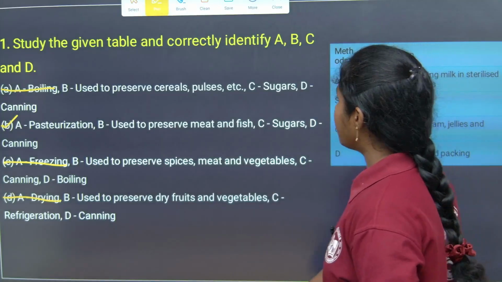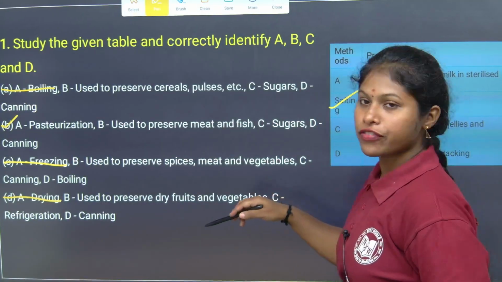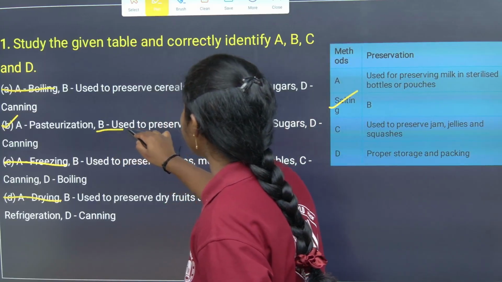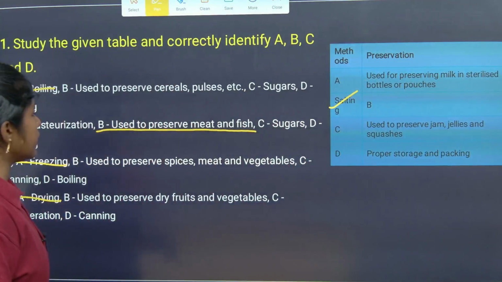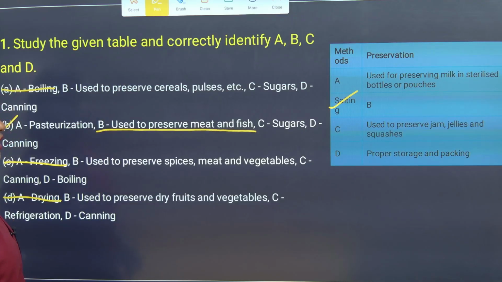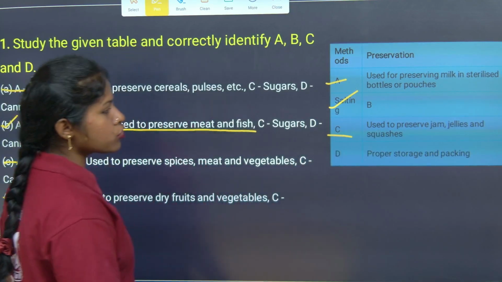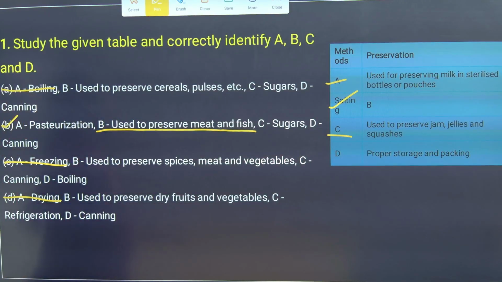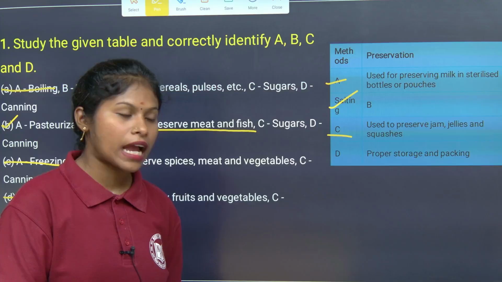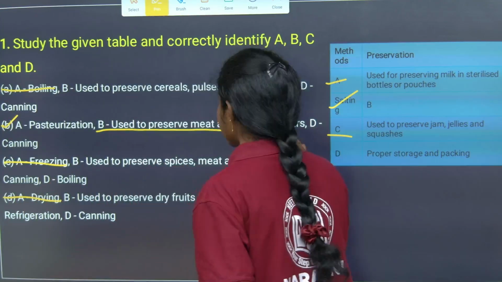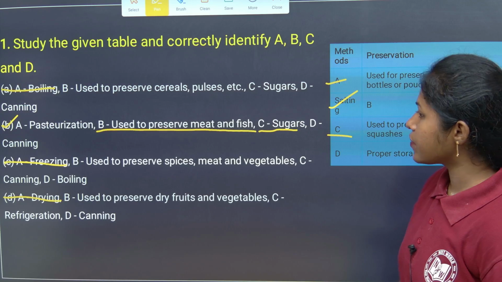So next, B is salting. Salting is used to preserve meat and fish, right. Here the second one is also correct. Coming to C, children, it is used to preserve jams and jellies: the excessive use of sugar is used for the preservation of jellies, jams and squashes. So C is the correct answer for this question.